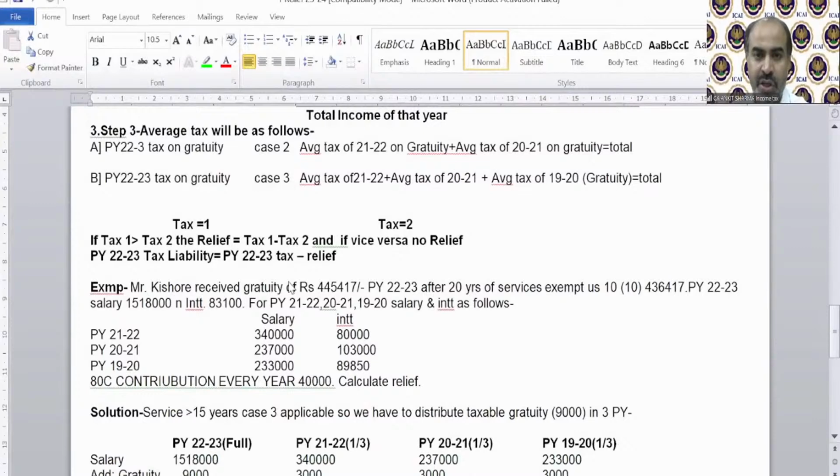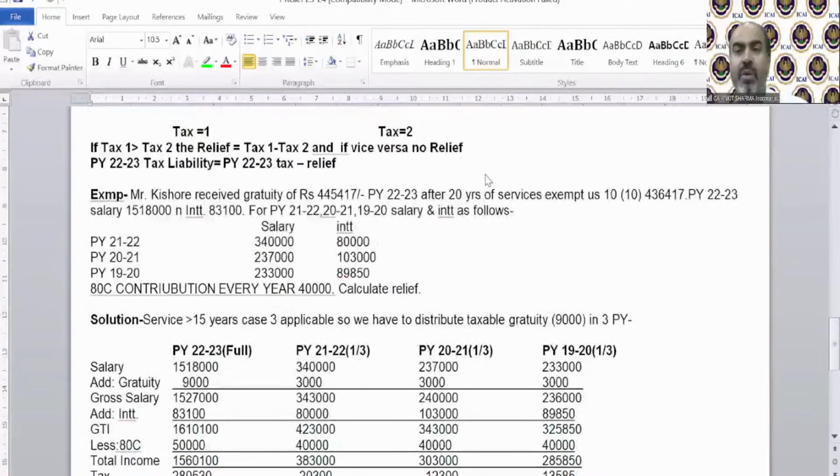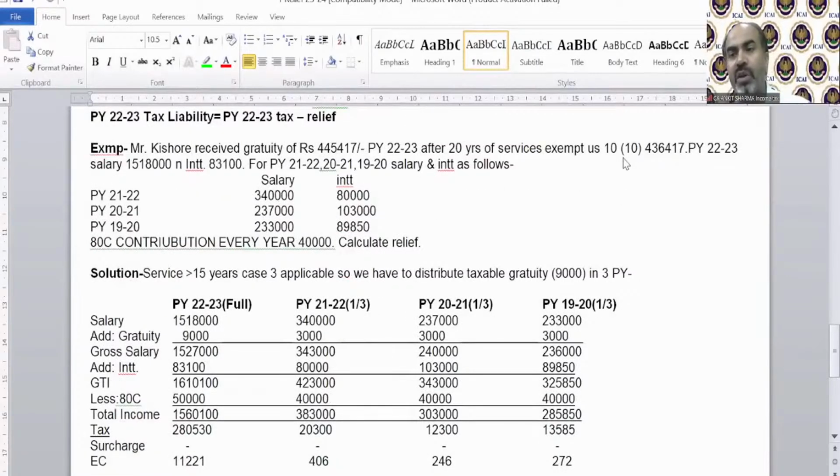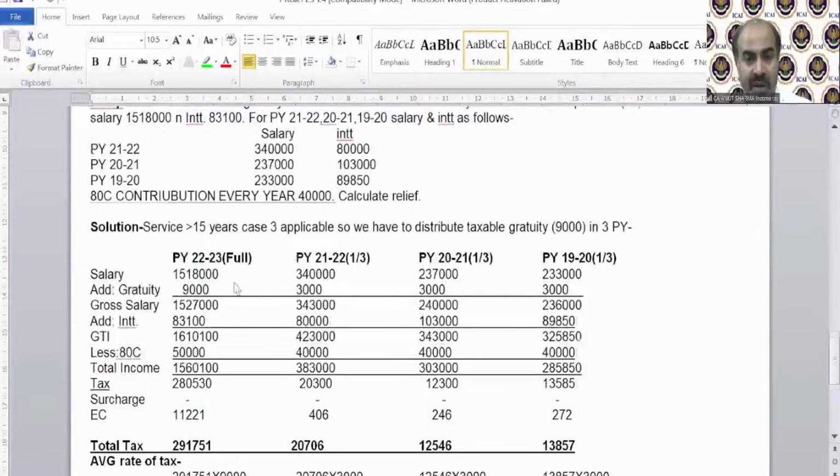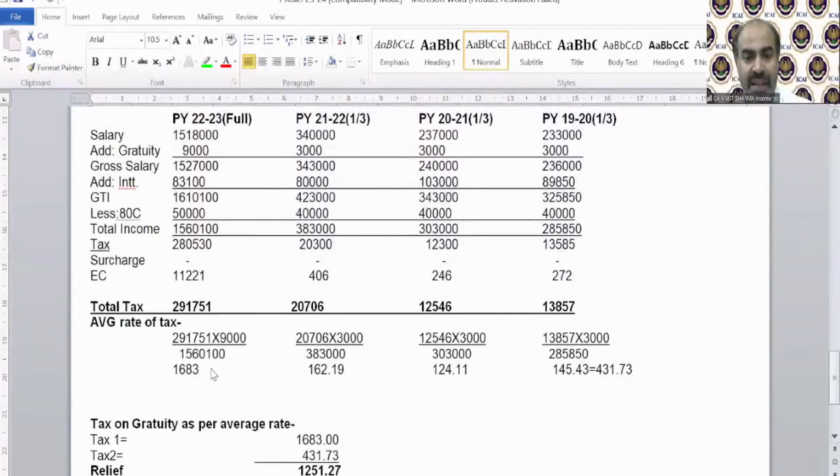Mr. Kishore receiving gratuity of 445417 in previous year 22-23 after 20 years of service. Exempted is 436417. That means total taxable is only 9,000. Previous year 22-23 salary detail, interest detail has been given. And last 3 years, salary and interest and ATC deduction details have been given. So you can see this is the taxable values coming. First of all, we have taxed the whole 9,000 gratuity in previous year, and the tax on this is coming 1683 as per normal provision.